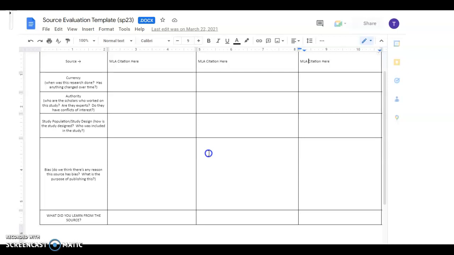Okay, again, authority. Who did the work on this? What do we know about the study design, the study population? Of course, one of those diet soda articles we knew was flawed because of the way they designed that study. So that's a thing we need to think about here. Bias. Is there any reason to think about bias in here? What's the purpose of publishing it?